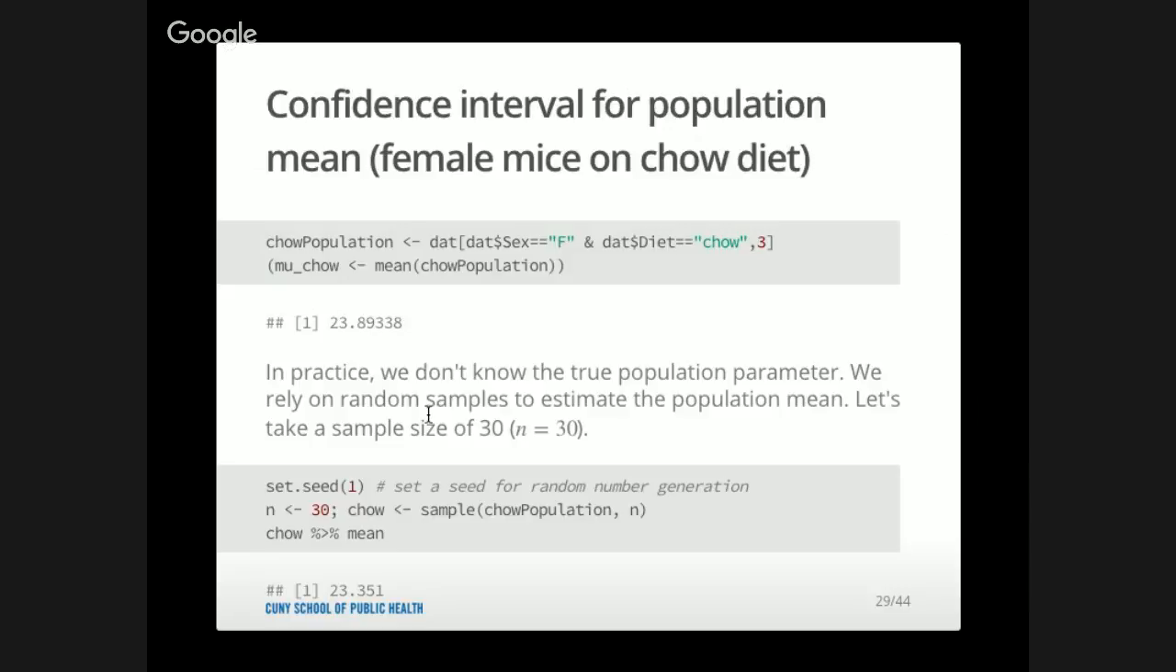Since in practice we don't have the whole population, we're going to take a sample from it of size n equals 30, use the sample function to take a simple random sample of 30 of those, and calculate its mean. In this particular case, we get a mean of 23.351 for this one sample.